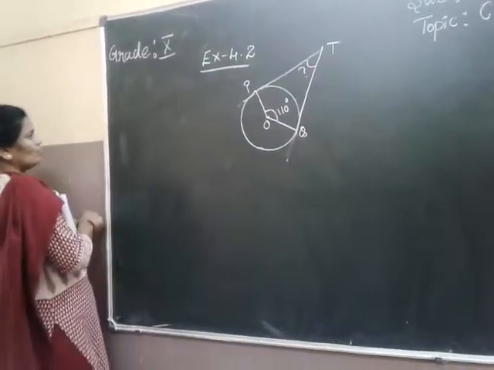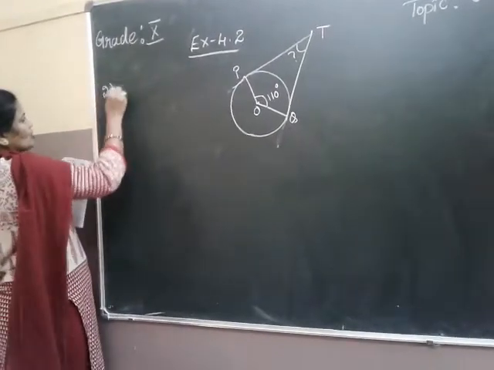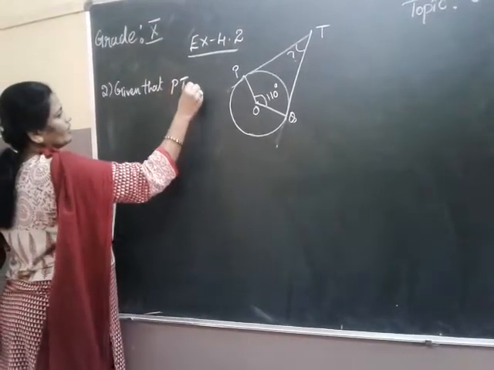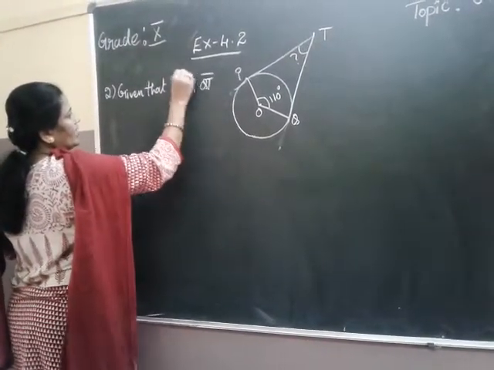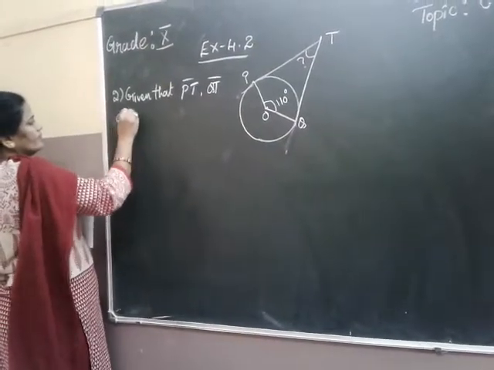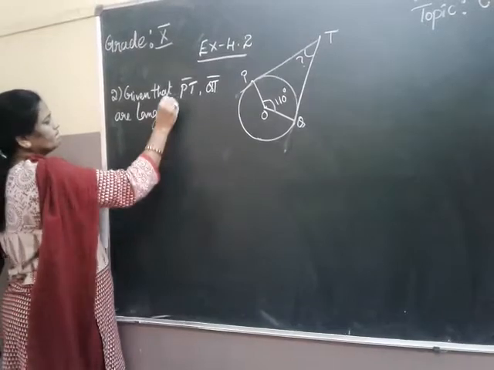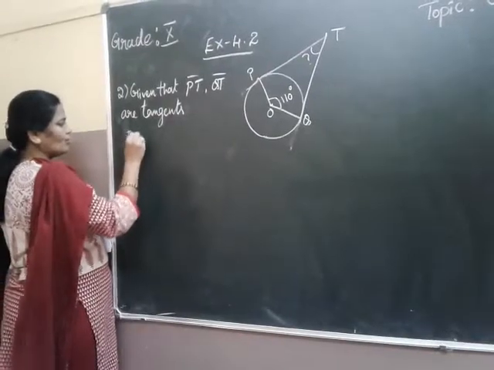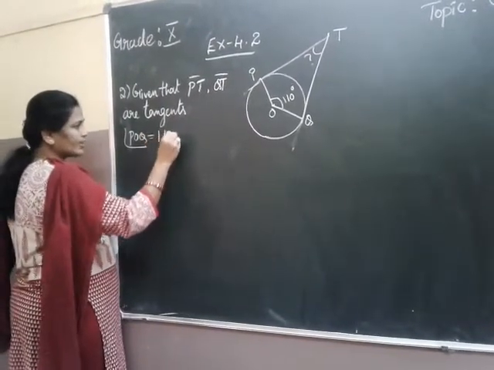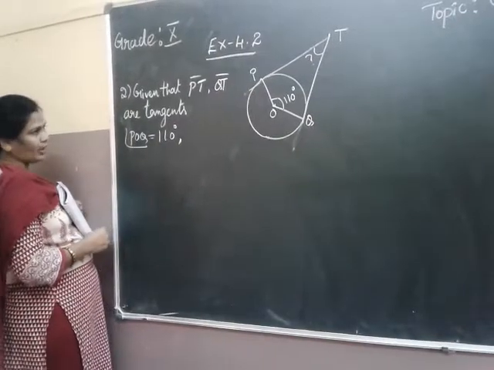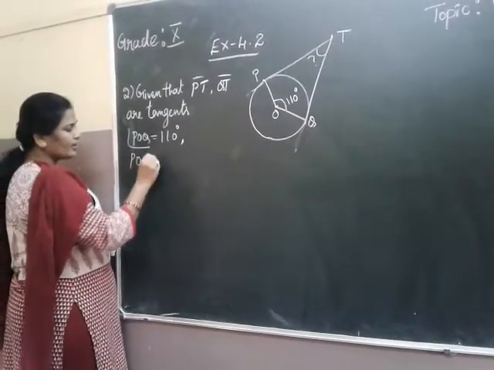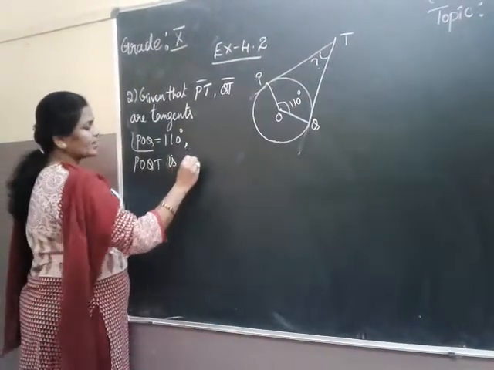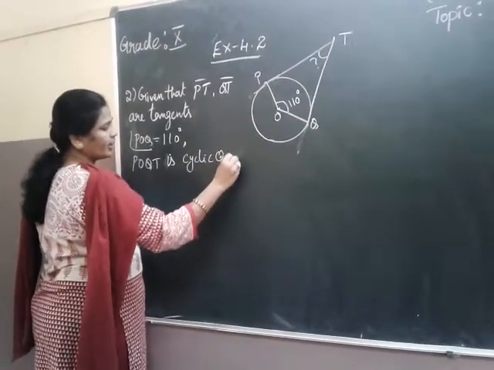So now we can write whatever they have given. This is the second question, children. PT and QT are tangents. In POQ, the angle is already given. Angle POQ is 110 degrees. The next point you want to write: POQT is a cyclic quadrilateral.